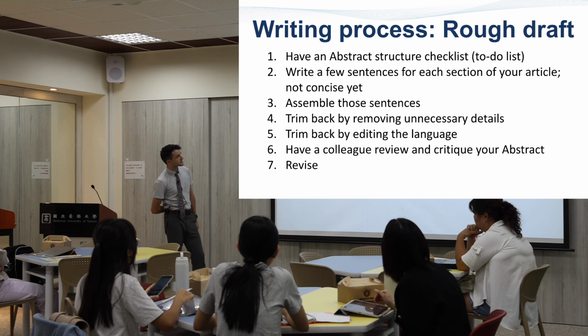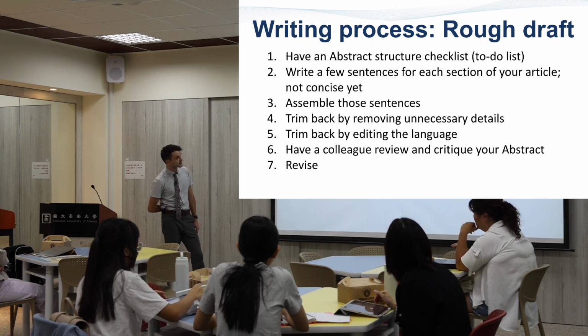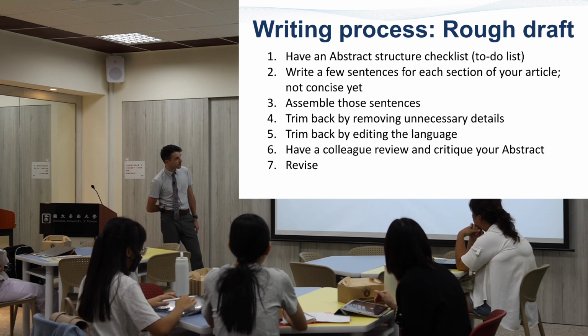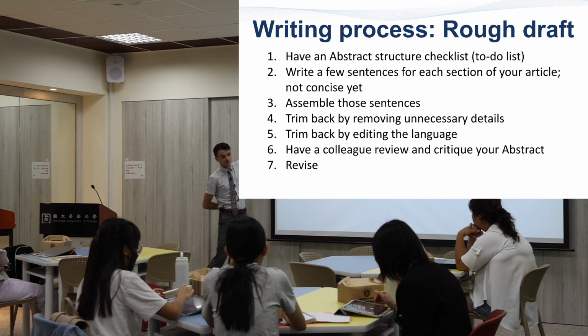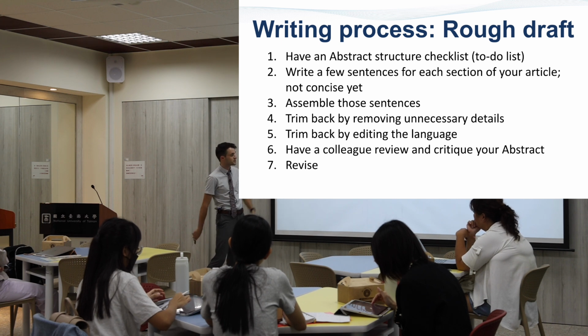Writing process. Rough draft. Have an abstract structure checklist. Write a few sentences for each section of your article. This is not concise yet. So the checklist comes from your professor or your target journals. Write a few sentences from each section. So the introduction section, here's what we talked about, methodology, results, conclusion.